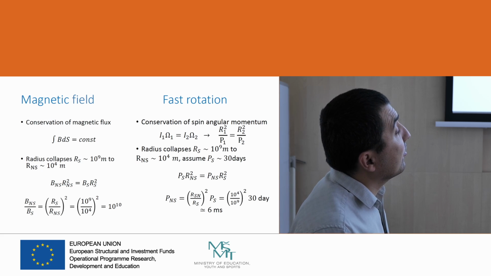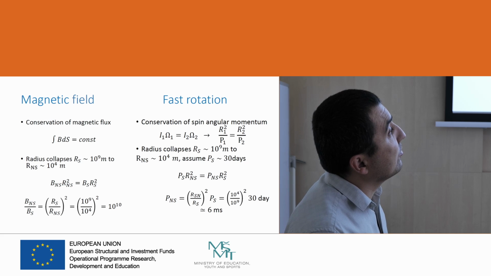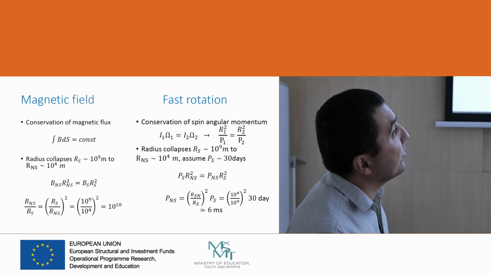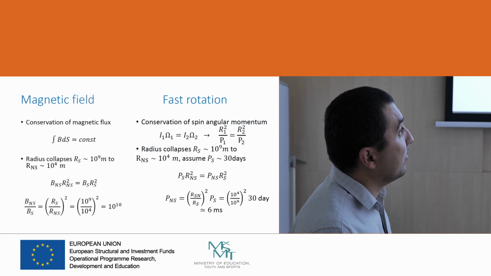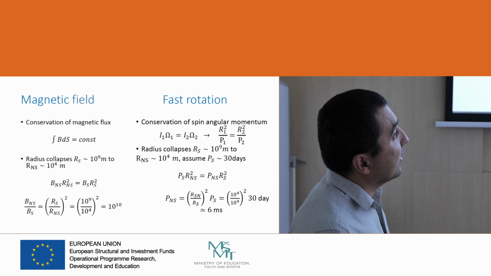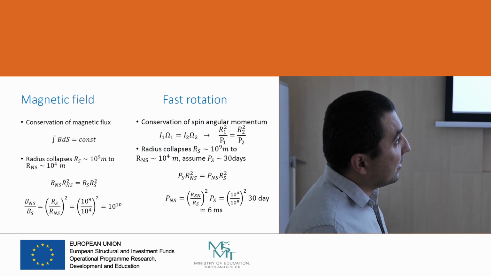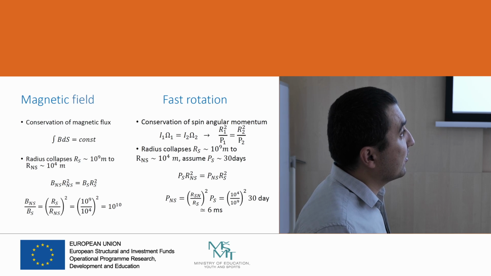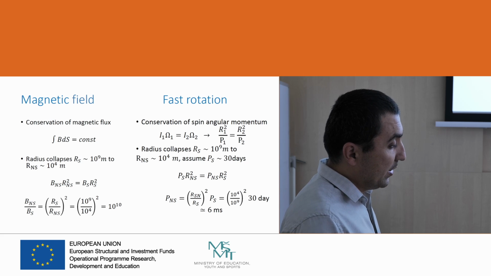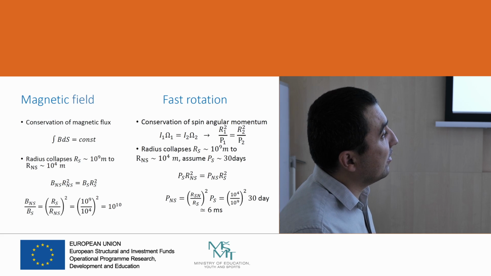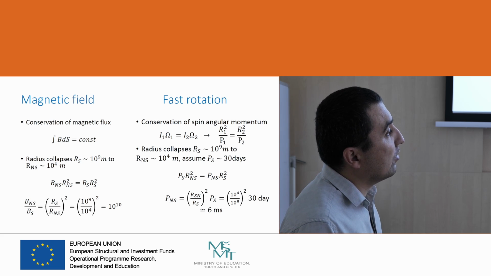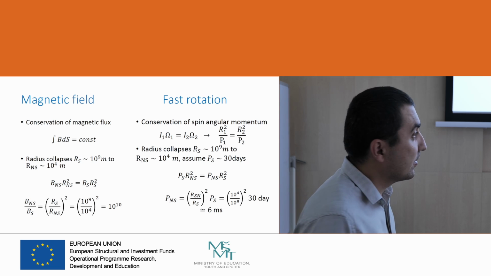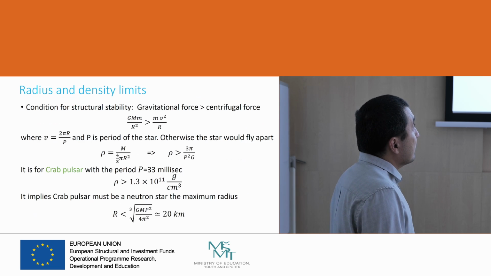And the fast rotation can be explained using the conservation of spin angular momentum. We can see that if we assume the star's rotation period is 1 month, then forming a neutron star from the collapse of the star, the period can be about 6 milliseconds.